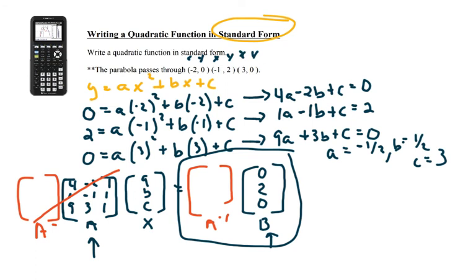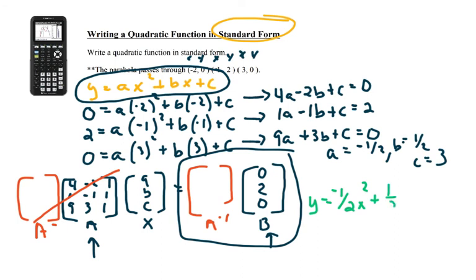And once we find A, B, and C, we're going to go back up to our original equation right here. This is standard form, and put in for A, B, and C. So now we can write our final answer. Our final answer is y equals A, which we now know is -1/2 times x squared, plus B, which we now know is 1/2 times x, and plus C, which we now know is 3.